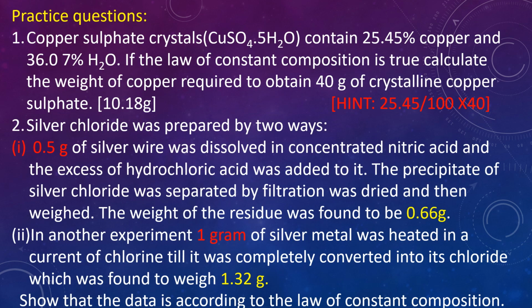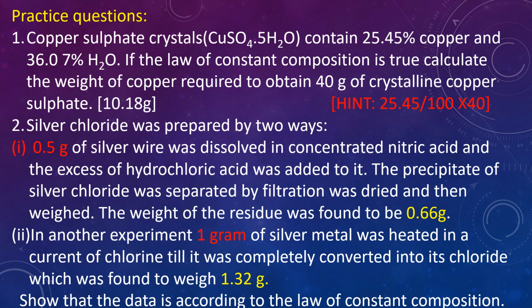Now there are some practice questions. First question is, copper sulfate crystals, that is CuSO4.5H2O, contain 25.54% of copper and 36.07% of water. If the law of constant composition is true, calculate the weight of copper required to obtain 40 gram of crystalline copper sulfate. Now, the percentage of copper is 25.45%. That means if the copper sulfate crystals weigh 100, then the weight of copper is 25.45. So we can find out the weight of copper in 40 gram. Hint is given: 25.45 divided by 100 into 40.